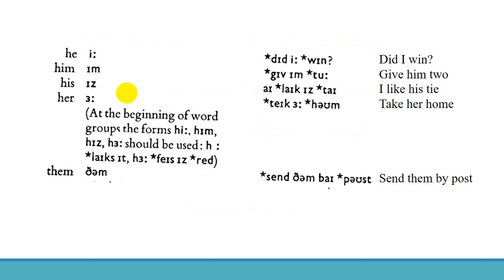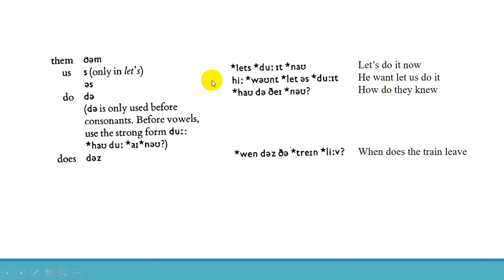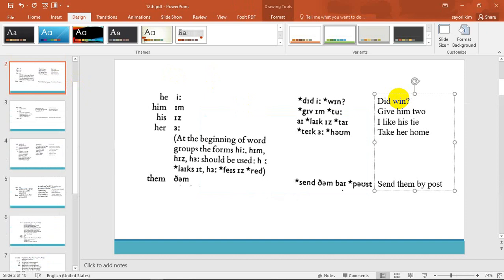Okay, let's start with he. The strong form is he, with the long E, but the weak form is just the short E. For example, did he win? We don't say it fully in fast speech or in rapid speech, unless we want to focus on the subject. So we are saying, did he win? Did he win? We don't say the full form.